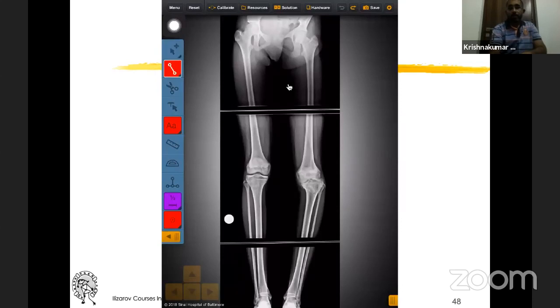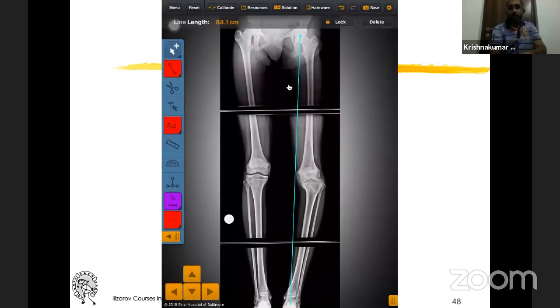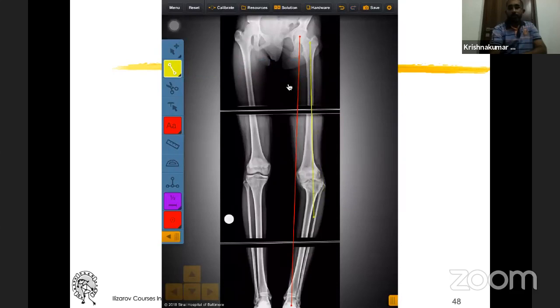The next step is to draw the mechanical axis of the limb. And you can see that there is a medial mechanical axis deviation. The axis is passing outside the bone. So there is a medial mechanical axis deviation and a varus deformity of the limb. Now the next thing is you have to find out which bone is actually deformed. So that is the mechanical axis of femur. You can play around with these lines.